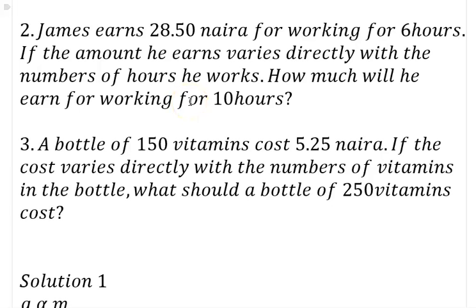How much? Since we are not given letters this time around, we are going to formulate letters for ourselves. We know that for hours, we can use H, but for the money, what should we use? Okay, since it's money, let's use M. James earned 28 and 50 kobo for working for 6 hours. If the amount he earns varies directly, so the amount, let's use M for the money, M varies directly with H.